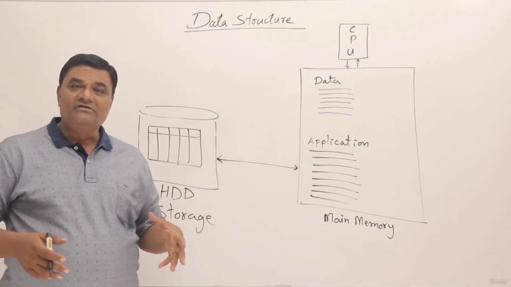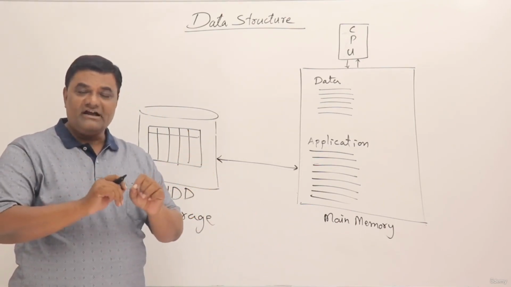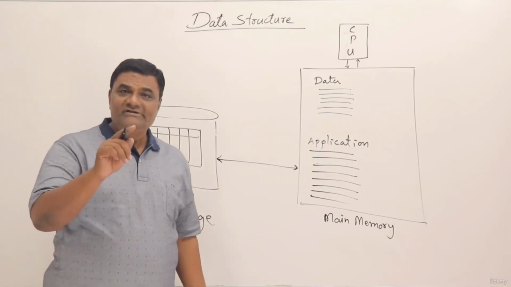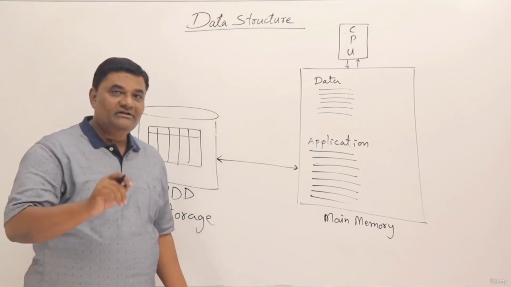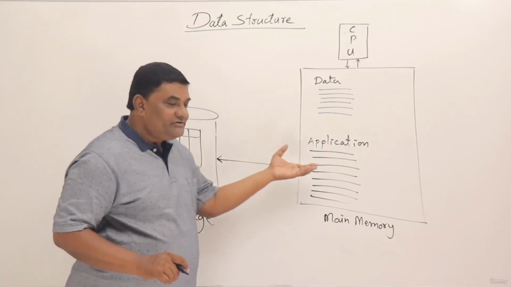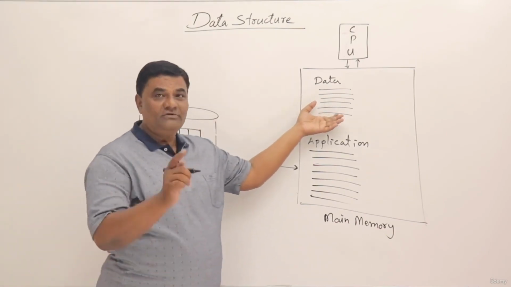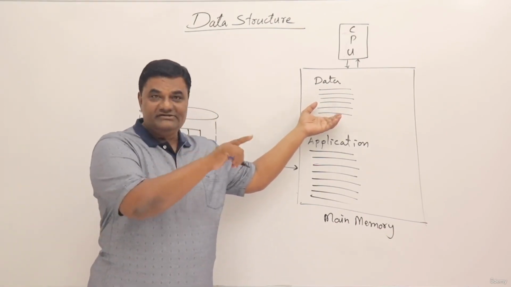Data may be spread across various database tables, and it is organized in the form of tables, and the tables have relationships between them. So mostly commercial data is stored in the form of database tables. Now, if any application program is using that database, then data has to be brought into the main memory, then only it can use it. So again, you need a data structure here.